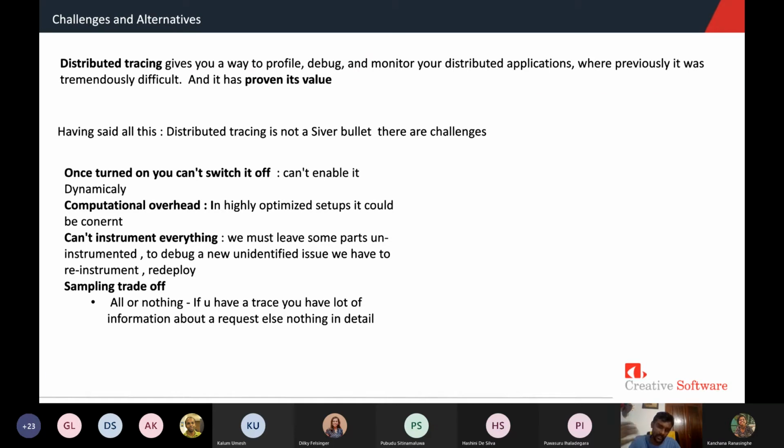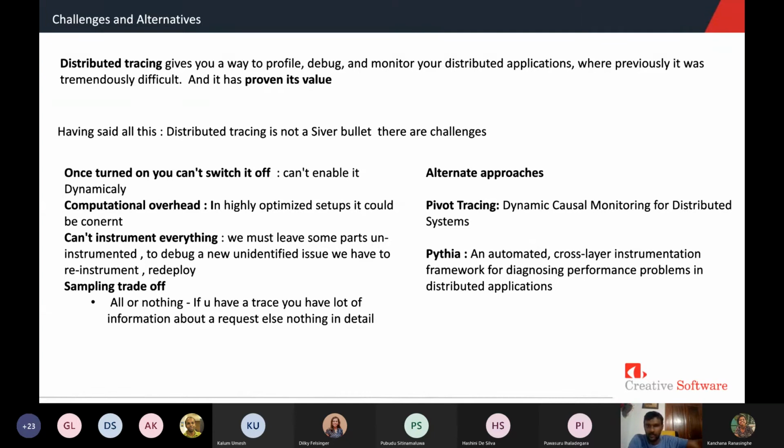Then you have to do a re-instrumentation. That's another drawback. Then the sampling trade-off, as we said, we cannot store all the things. If we have a stored trace, that means we have everything that happened for that particular request. But if you don't have that particular request traced and stored, you know nothing, just an idea about what might have happened for it. So that's another drawback of this setup.